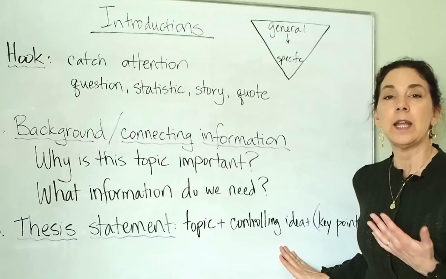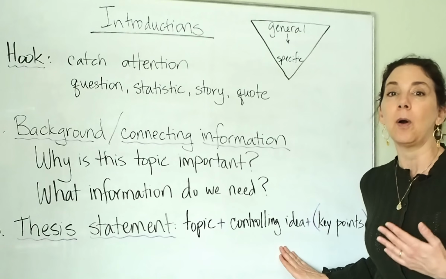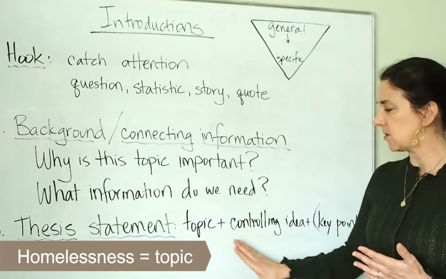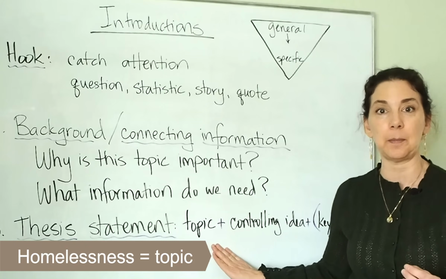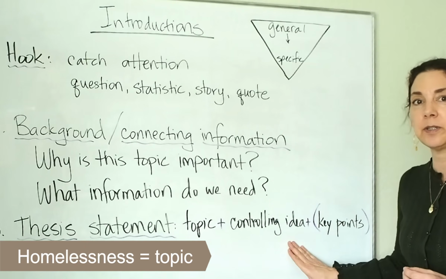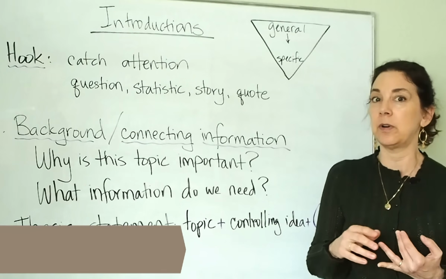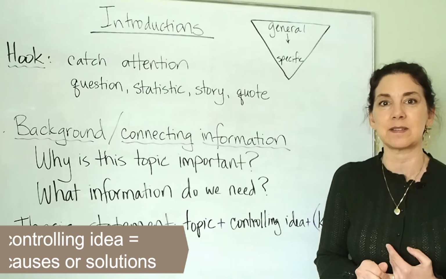For example, if you write an essay about homelessness, what are you going to talk about? So homelessness would be the topic. The controlling idea could be the causes of homelessness or solutions to homelessness.